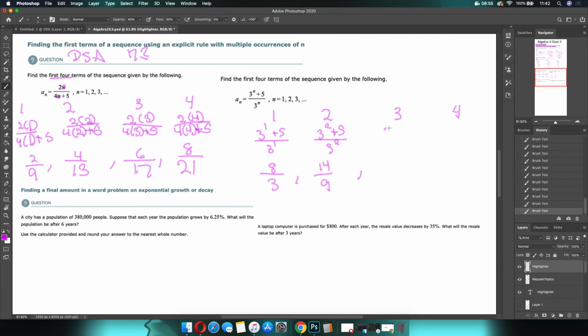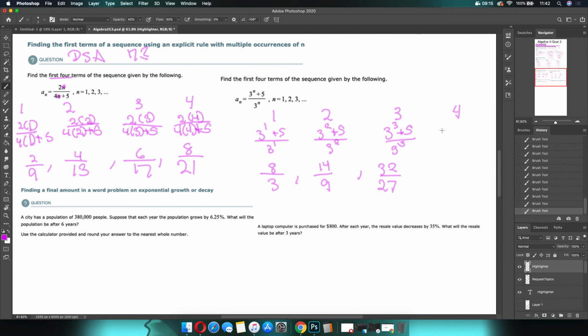Next up, that'll be 3 cubed plus 5 over 3 cubed. 3 cubed is 3 times 3 times 3, which is 27. 27 plus 5 is 32, and 3 cubed is 27.